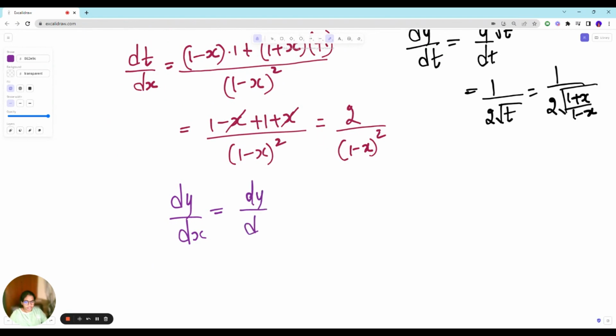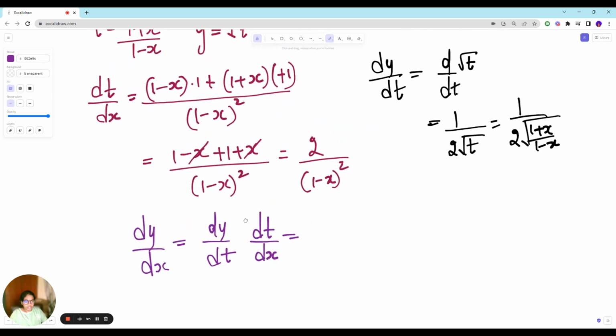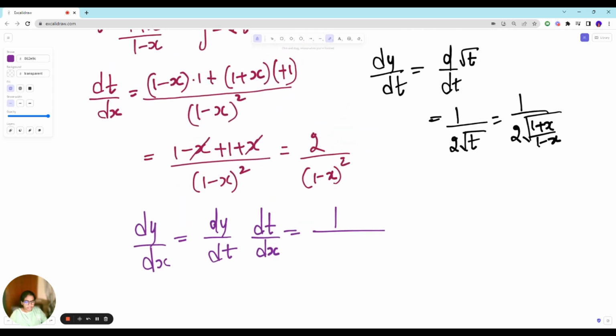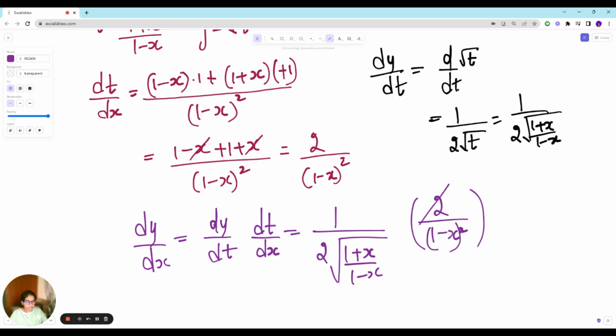So I'll write it as dy by dt into dt by dx. This is equal to what? Dy by dt is 1 divided by 2 square root of (1 plus x divided by 1 minus x). What is dt by dx? That is 2 divided by (1 minus x) the whole square. Okay, 2 and 2 get cancelled, and this is our final answer.